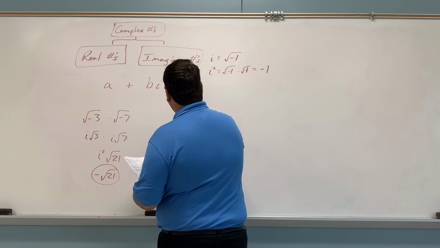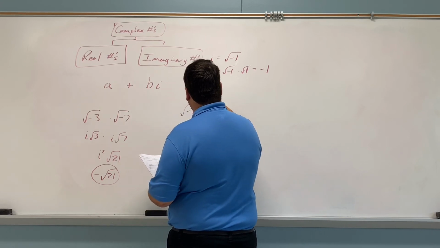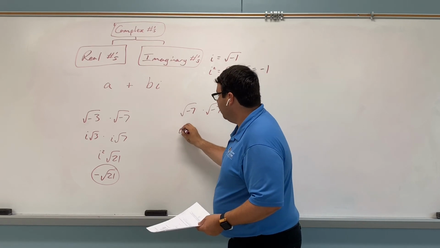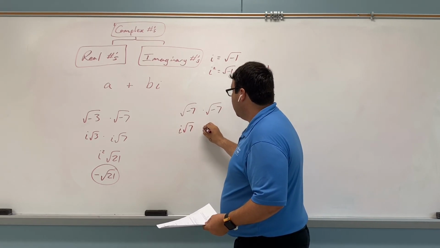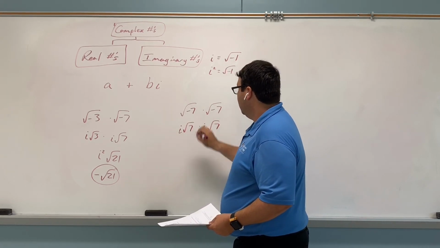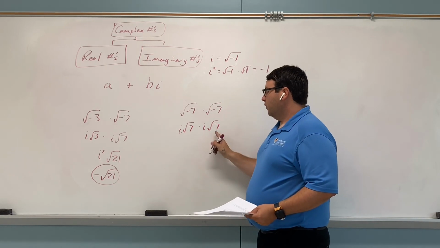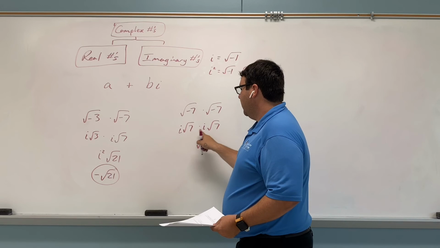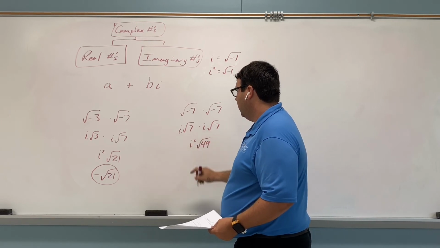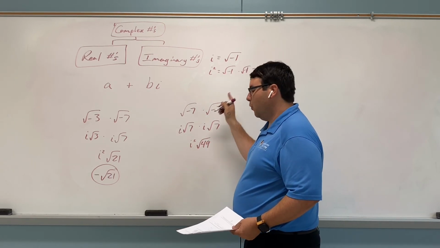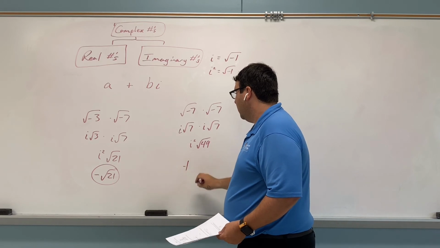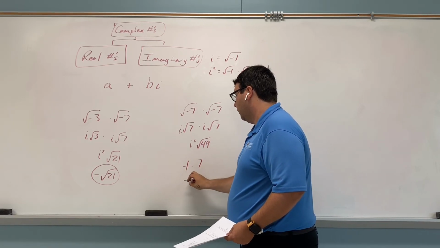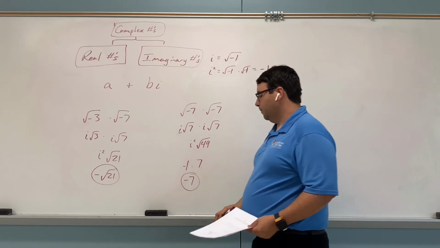Let's say I have the square root of negative 7 times the square root of negative 7. I still have to simplify by pulling out the i first from each term. Square root of 7 times square root of 7 is square root of 49. i times i is i squared. We know i squared is negative 1. Square root of 49 is 7. So this comes out to a negative 7.